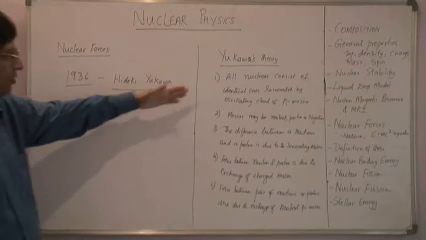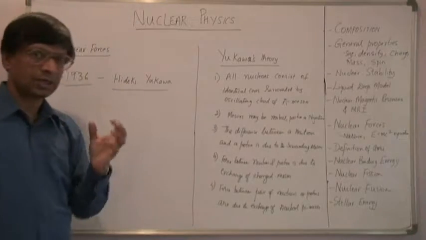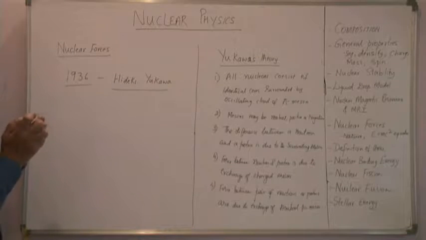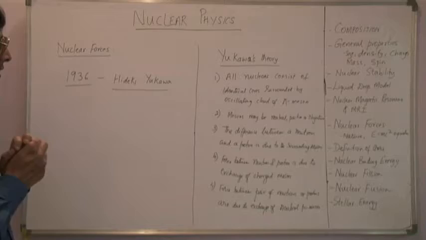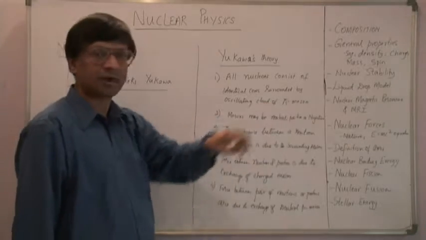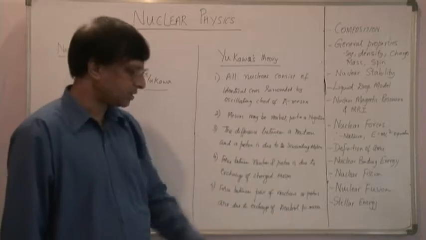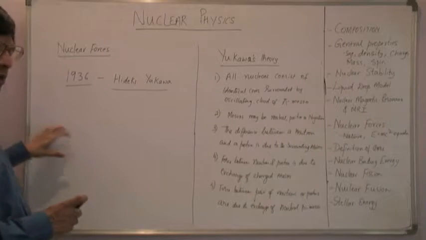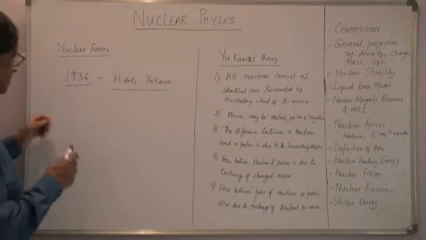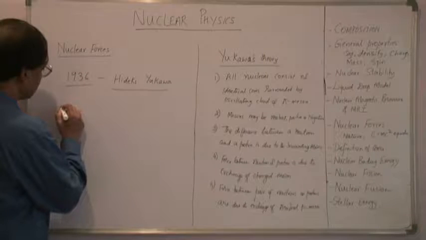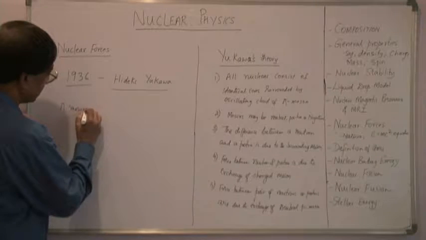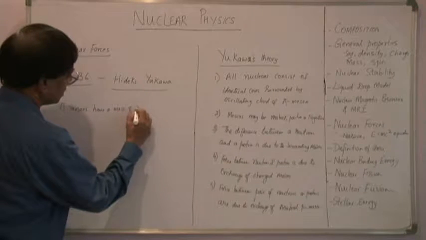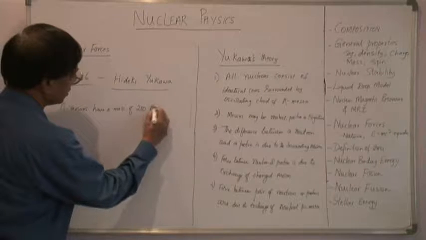According to Yukawa's theory, which has been listed out here, the force between a proton and a neutron, as well as between a neutron and a neutron, as well as between a proton and a proton, is due to what is known as the existence of pi mesons. And these pi mesons are of three types. The pi mesons can be positive, they can be neutral, or they can be negative. These pi mesons have a mass of about 200 times that of an electron.